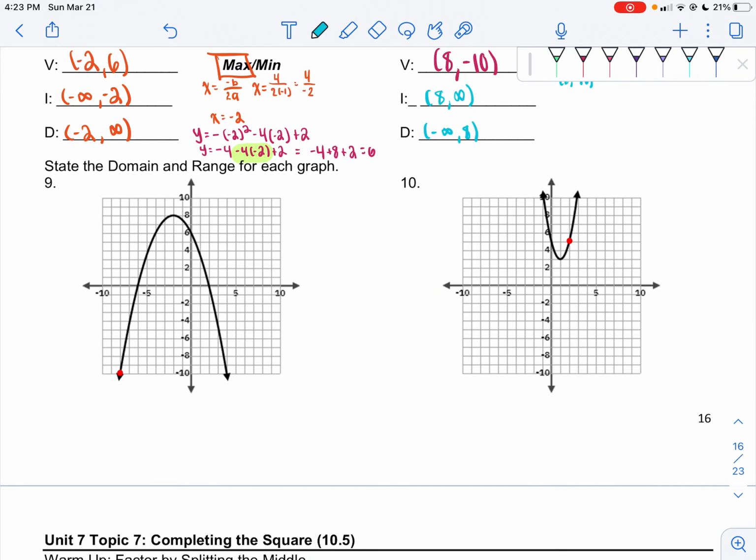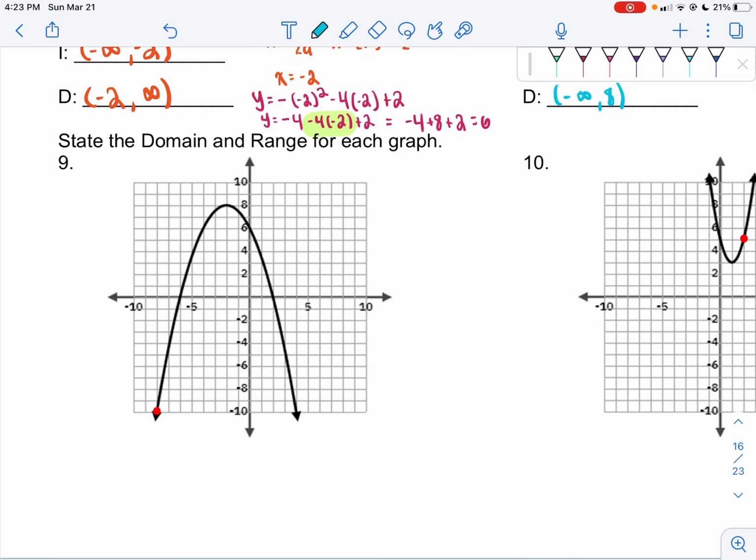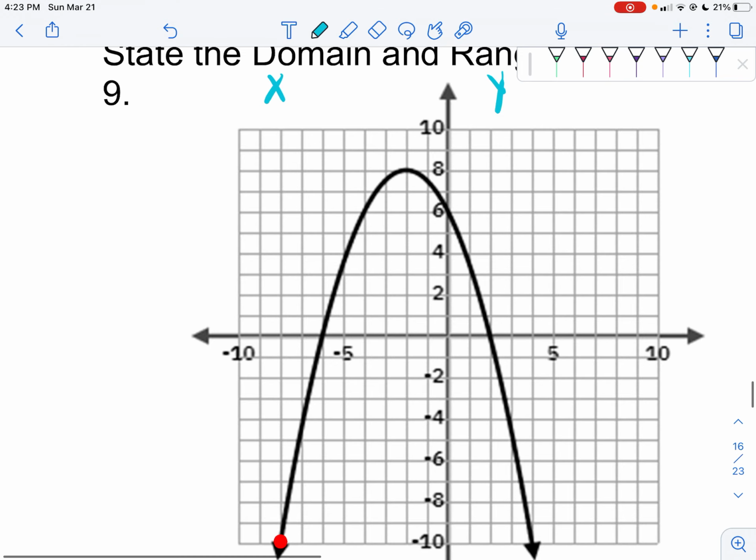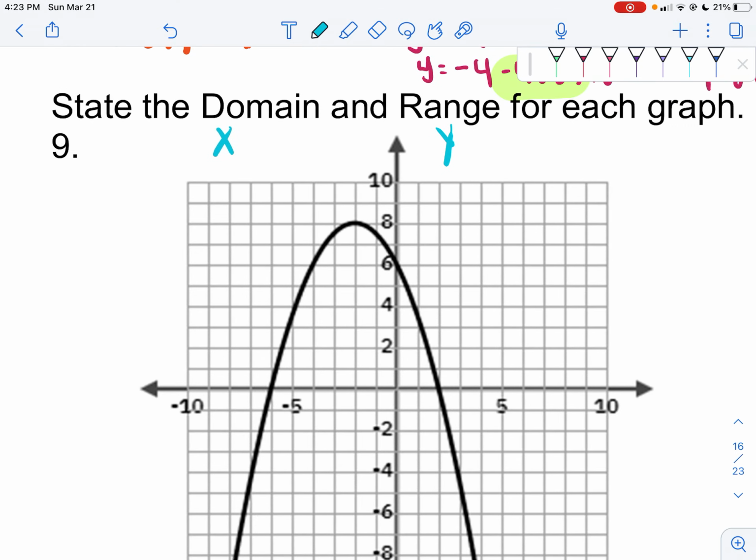All right, 9 and 10, state the domain and range for each graph. So domain is our x values and range is our y values. I'm going to start with identifying the vertex, because remember, your vertex, the y value, is always going to be in your range. So we're going to start with finding that. And here is our vertex right here. It is a maximum point, and it is over -2 up 8.